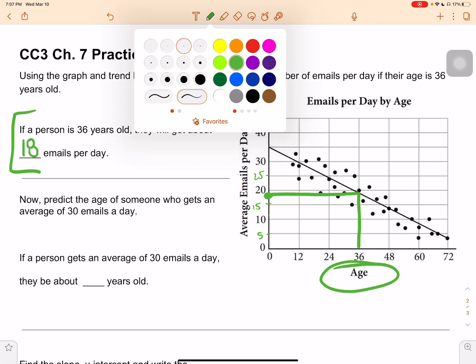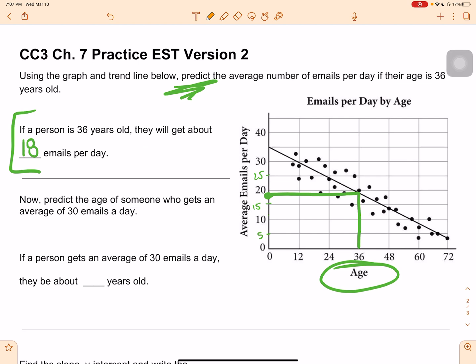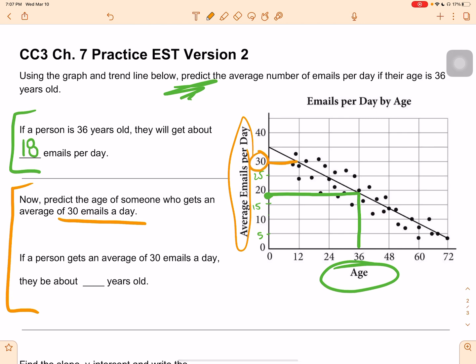All right, so now it says, now predict the age of someone who gets an average of 30 emails a day. So I know they get 30 emails a day. So I'm going to find my average emails per day, circle the 30 and go across. And then I'm just going to touch my line and I'm going to go straight down. So it's a little bit less than the 12, and these are actually going by 12 every time. So I'm going to predict that a person who gets about 30 emails per day is roughly 11 years old.